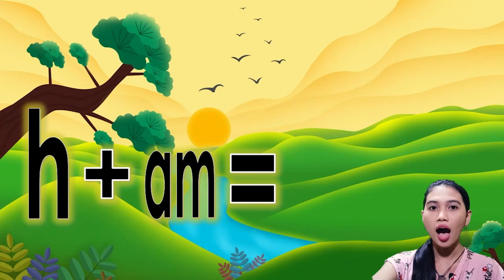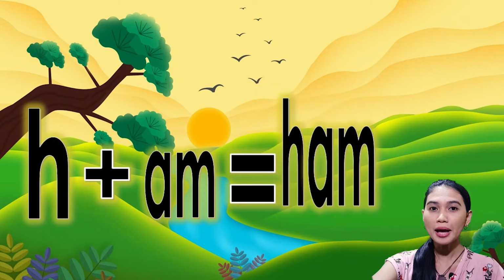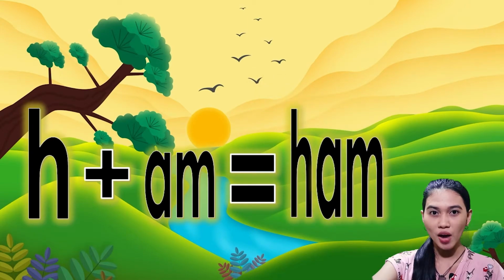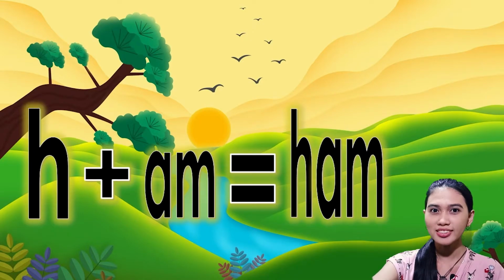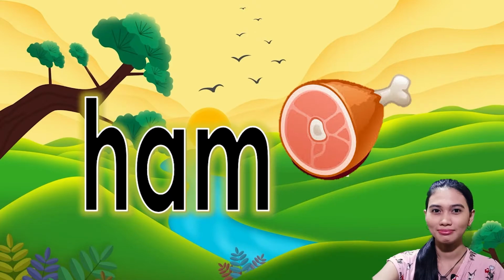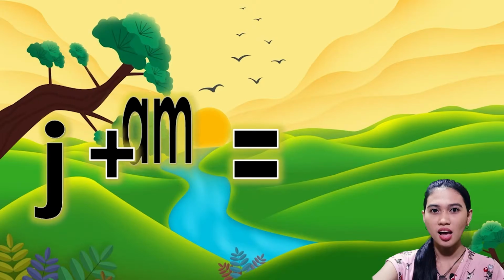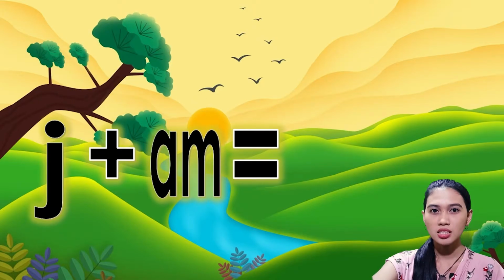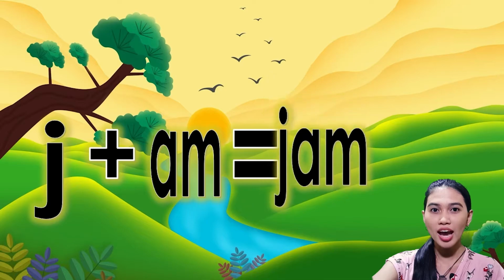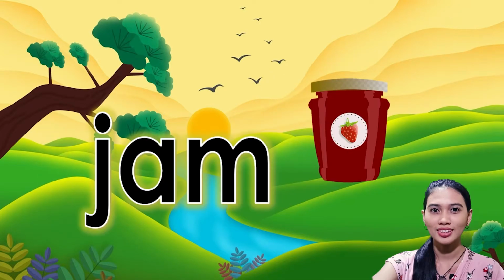Ham. So how do you read that? Ham. Very good. J, j, j. Jam. So how do you read that? Jam. Correct.